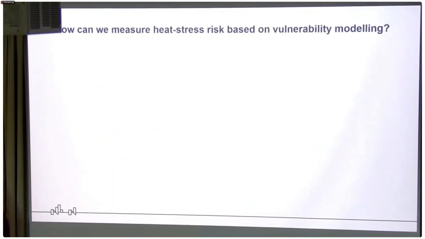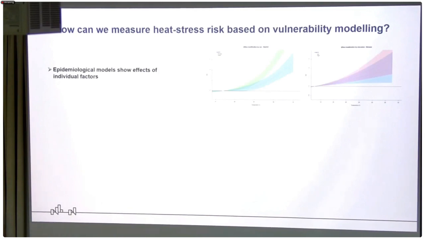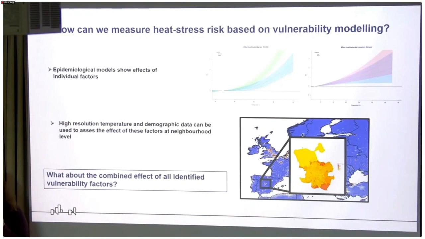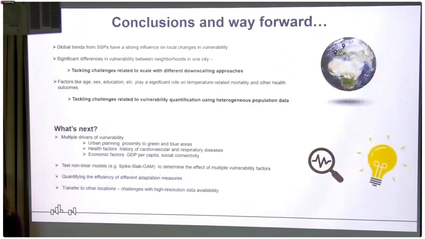So how can we really measure heat stress based on such vulnerability modeling frameworks? We can see from epidemiological models that some groups are more vulnerable than others, but this information is at the whole city level. We can also use high-resolution demographic data to see the neighborhood level effects. But the question is, how do we combine them? So if you're a woman aged 80, what is your risk then? This is a question that we're still working on how to address.